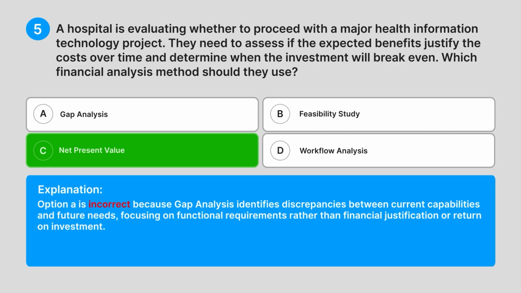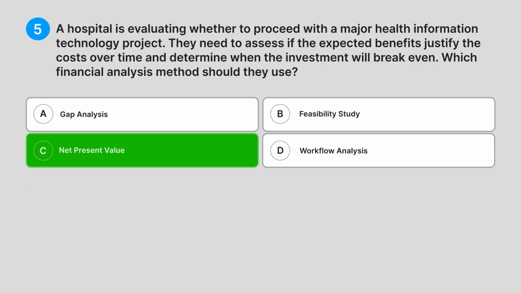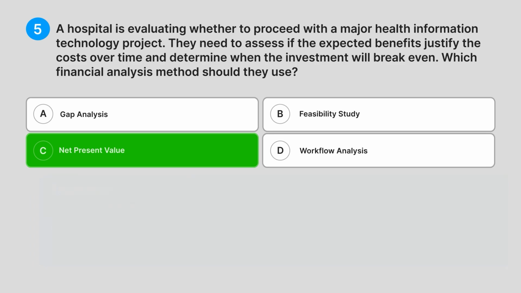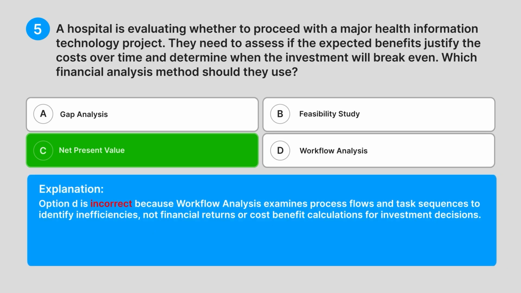Option A is incorrect because gap analysis identifies discrepancies between current capabilities and future needs, focusing on functional requirements rather than financial justification or return on investment. Option B is incorrect because feasibility studies broadly assess project viability across multiple dimensions, but net present value specifically quantifies financial benefits versus costs over time. Option D is incorrect because workflow analysis examines process flows and task sequences to identify inefficiencies, not financial returns or cost-benefit calculations for investment decisions.